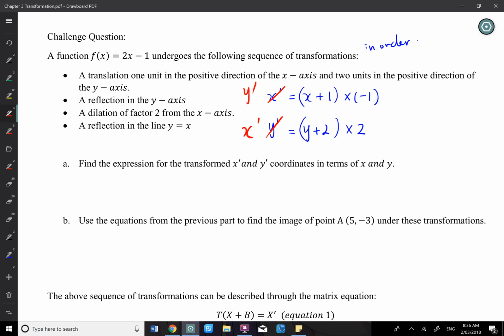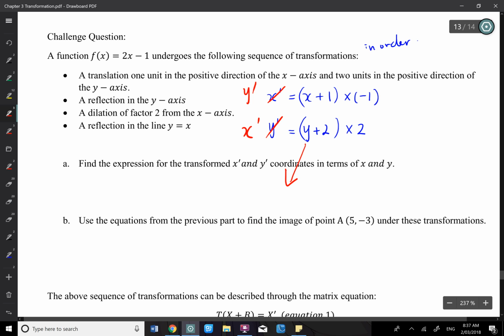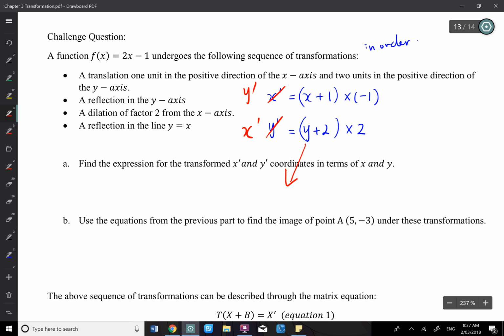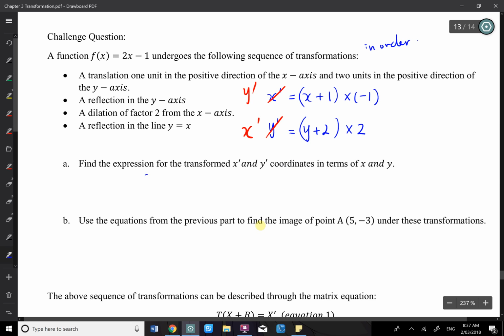If it's at the beginning, yes, we can swap x and y because that's the original point. But now after all of this transformation, my point already changed and then I swap the x and y. So you need to change x dash to y dash, and y dash to x dash. Now that's your new coordinates of the graph. Find the expression for the transformed x dash, y dash coordinate in terms of x and y. So you can just copy that here. We have x dash equals 2 bracket y plus 2 and y dash equals minus bracket x plus 1.